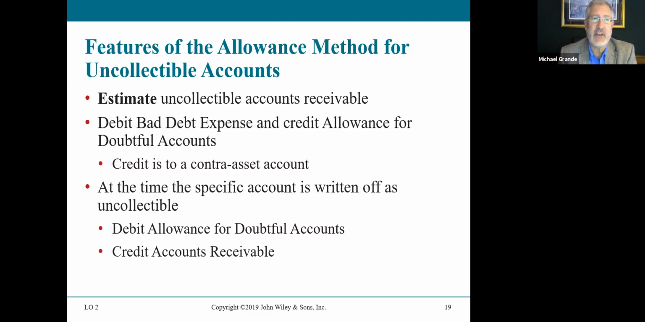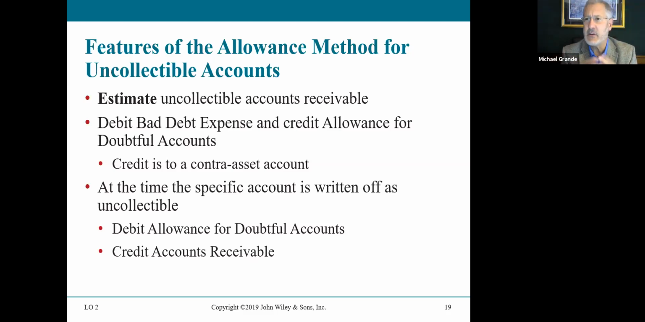To record the transaction, we're going to debit the bad debt expense and credit, not the receivable, but an allowance for doubtful accounts. Allowance for doubtful accounts is a credit to a contra asset account. At the time the specific account is written off, then you debit allowance for doubtful accounts, credit the accounts receivable.